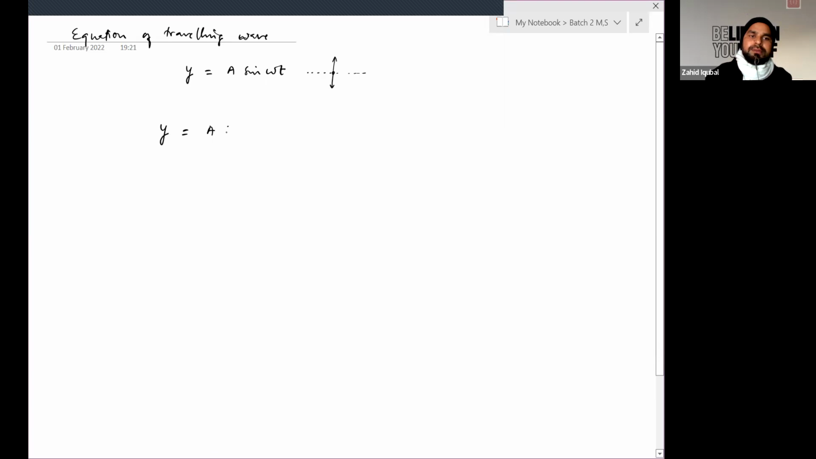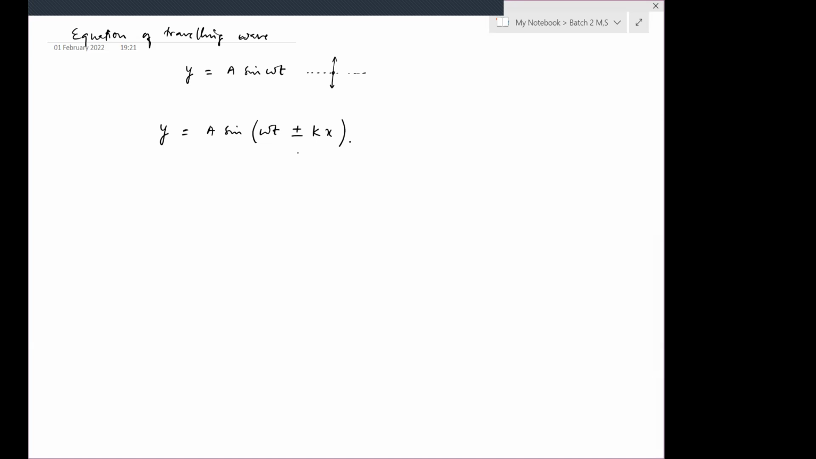y equals A times sine of omega t plus minus k times x. In this part, we have two different functions. One is time dependent and the other is x dependent. So in this part, we can say particles will be both oscillating about their mean position as well as displacing from one point to another. Is it clear? Yes, sir.